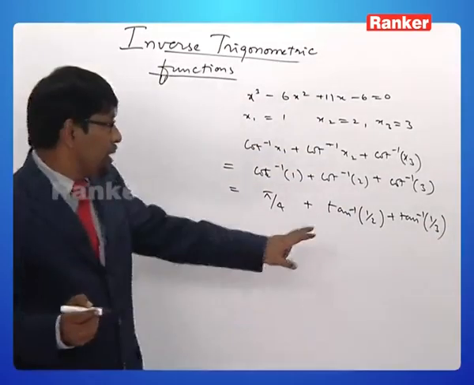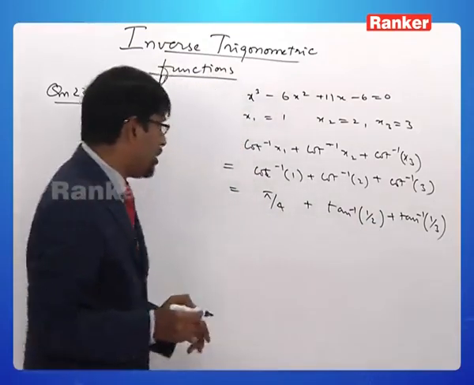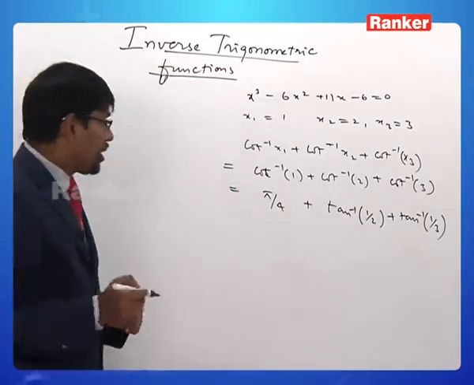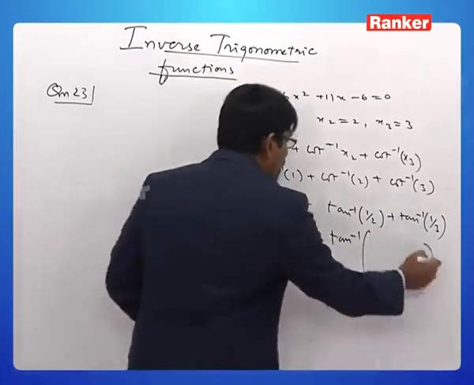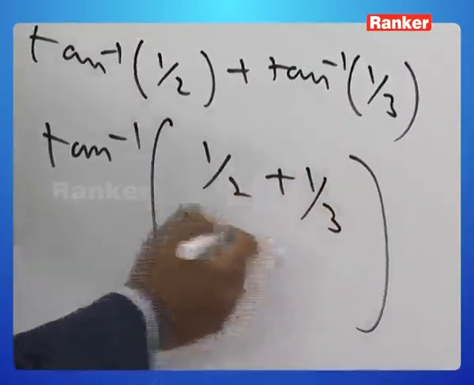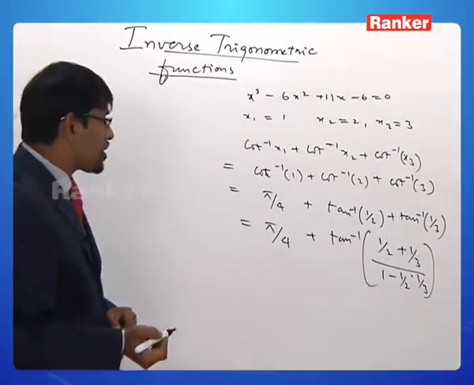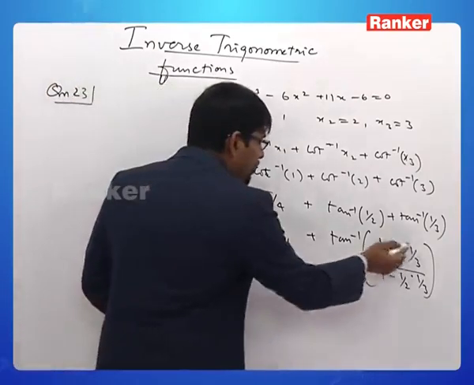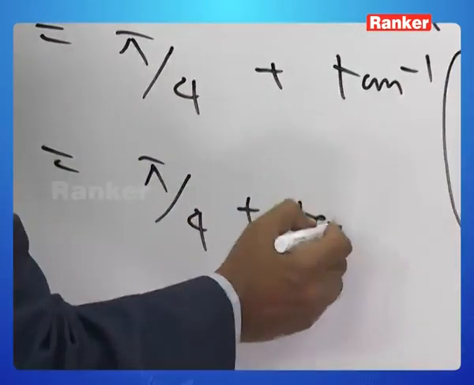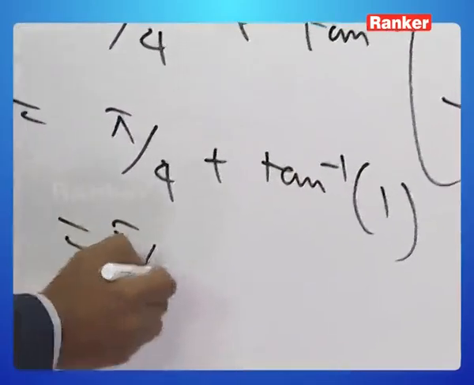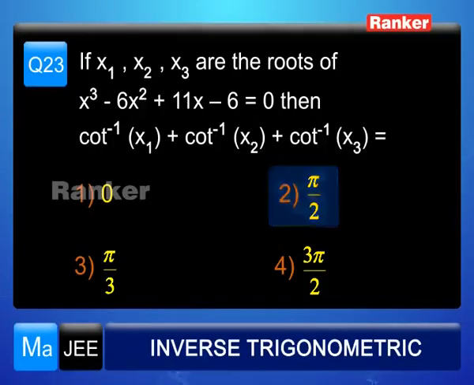Now we can use the formula, as x and y are both less than 1 and the product is less than 1 actually. So tan inverse x plus tan inverse y, we can use the formula tan inverse of x plus y by 1 minus xy. That's clearly 5 by 6 by 1 minus 1 by 6, so that comes out to be tan inverse of 1. That is pi by 4 plus pi by 4 again, and that is pi by 2. So the right option is option 2. Option 2 is the right answer.